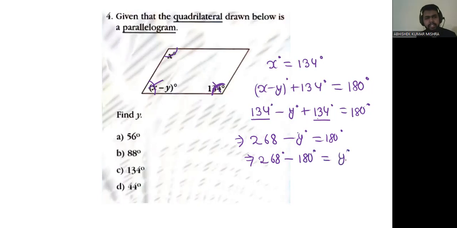This is a simple calculation using a linear equation in one variable. And now we are going to get our answer. So here my answer would be y degree is equal to, now we are going to subtract. So 268 minus 180 is going to give us, just a second, I think I'm getting a call. So here we have 268 minus 180, that is going to make 88. So 88 is my answer. So this is how we are going to solve this question.